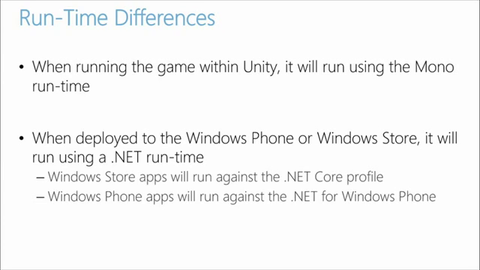Yeah. So again, when you deploy to the Windows Phone or Windows Store, it's going to run using this .NET runtime. For the Windows Store, again, it's the .NET Core profile, which is a subset, so it means it doesn't have the full .NET implementation. And for the Windows Phone, it's actually running against the .NET for Windows Phone. Again, a subset without the full features of .NET. Right, and both of them are slightly different from each other. Slightly different, yes. They're not the same subset, obviously. They're optimized for the two different platforms that they're supposed to be running on.